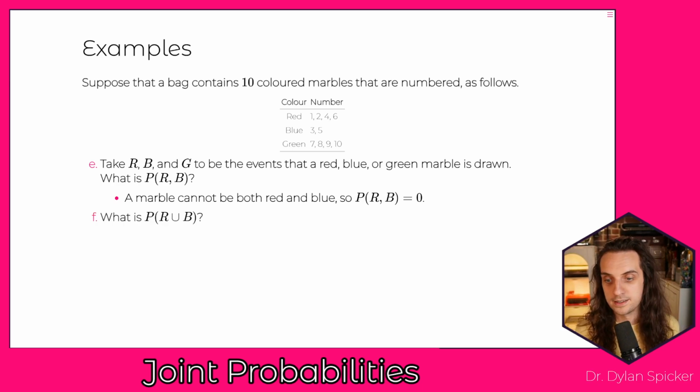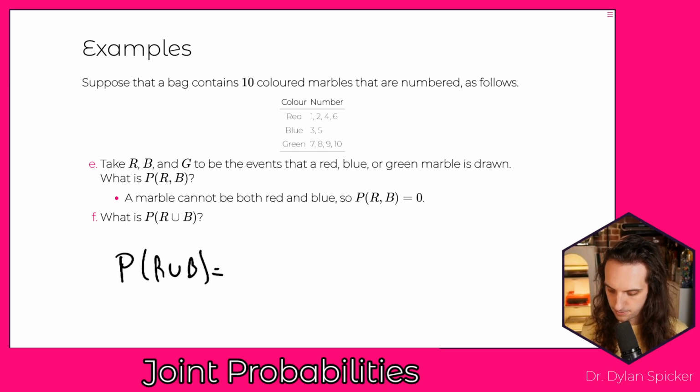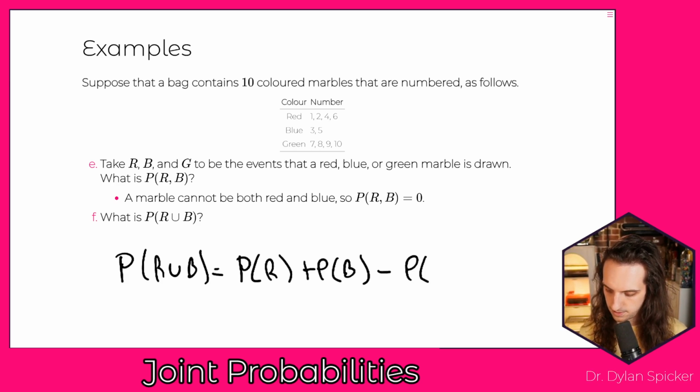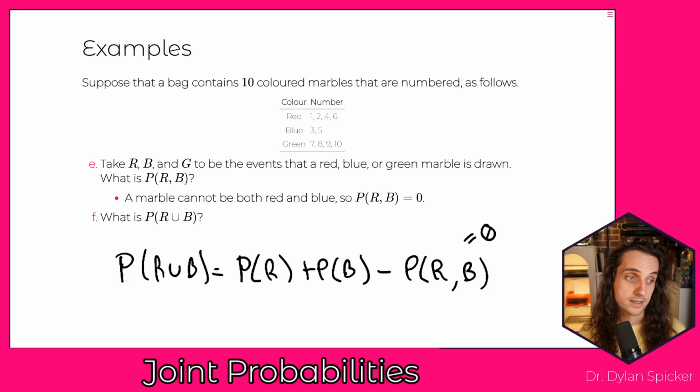What about the probability that we draw a marble that is red or blue? There's a couple of ways that we can think about this. We can first note the probability of R union B is going to be the probability that we draw a red marble plus the probability that we draw a blue marble minus their joint probability that we draw a red and a blue. This one right here is going to be 0, which we just found in part E. And so it's just the probability that we draw red plus the probability that we draw blue. So that is going to be 4 reds plus 2 blues, and so then that's 6 out of 10.